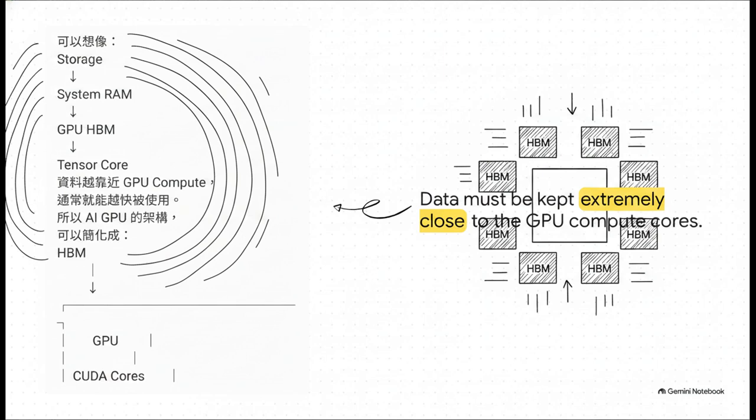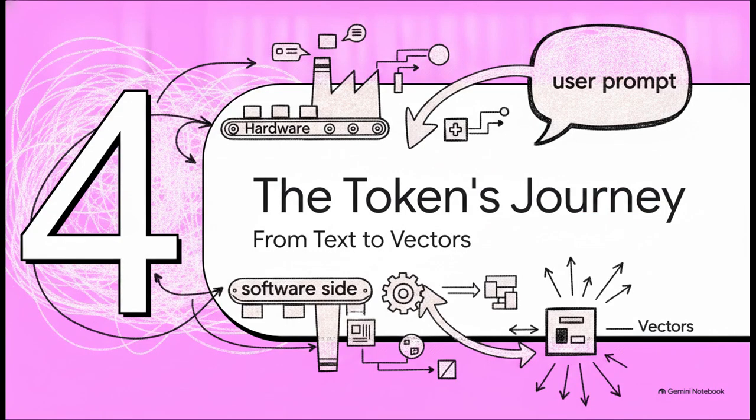The whole architecture revolves around keeping massive amounts of AI model weights, the actual data that makes the AI smart, stored right there in that high bandwidth memory next to the compute cores. It's all about proximity. The shorter the physical distance the data has to travel, the faster the matrix math can be completed. Okay, let's switch gears a bit.